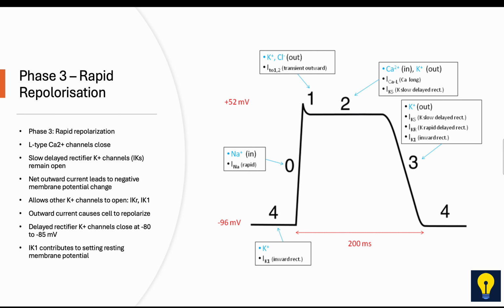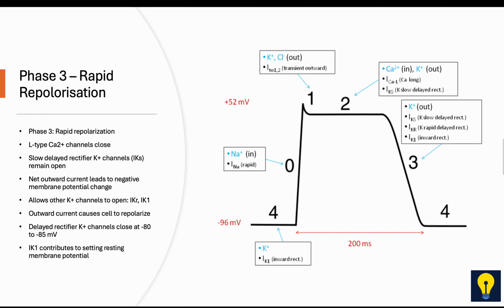Now let's go to phase 3, which is the rapid repolarization. In here, the L-type calcium channels close, and slow delayed rectifier potassium channels remain open. This leads to a net outward current and a negative change in membrane potential. As you can see, it goes down. The net outward positive current is equivalent to the loss of positive charge from the cell, which drives the repolarization.